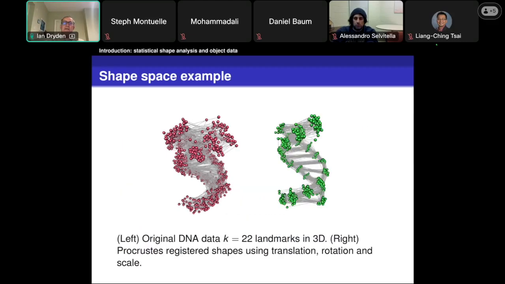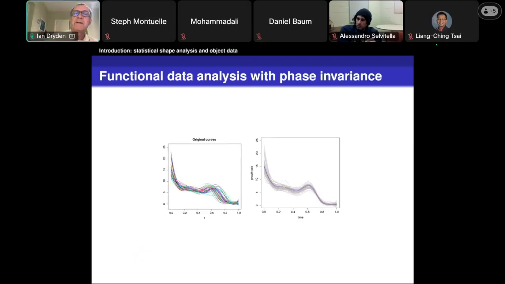So here's a quick example of DNA. We've got some 3D DNA molecules here, and we need to get rid of translation, rotation, and possibly scale, which we do for shape analysis. So on the right here, these ones are all registered using Procrustes analysis. So that registration is really important to get rid of the things we don't want.